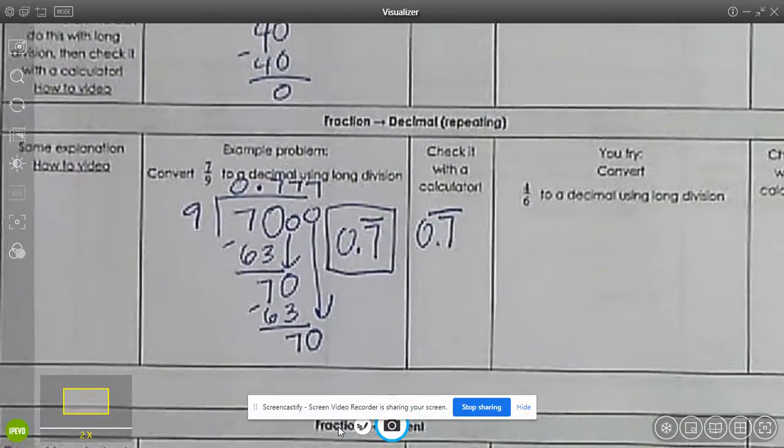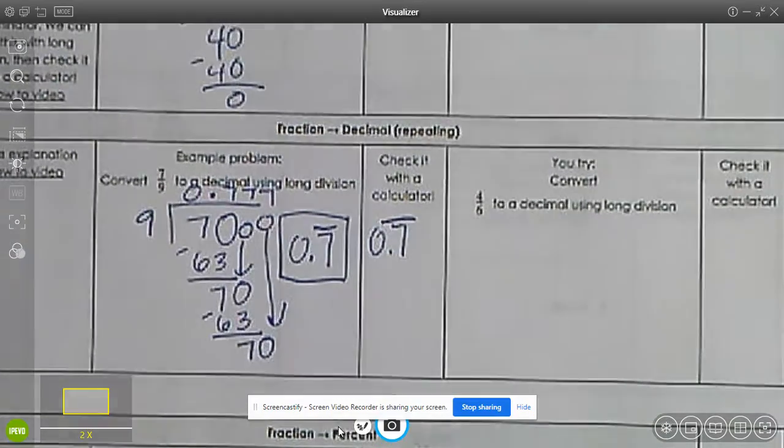All right, so now take a couple minutes and try to do the U-try, which is converting 4/6 to a decimal using long division. A hint is this decimal should be repeating. When you're done, check it in your calculator.